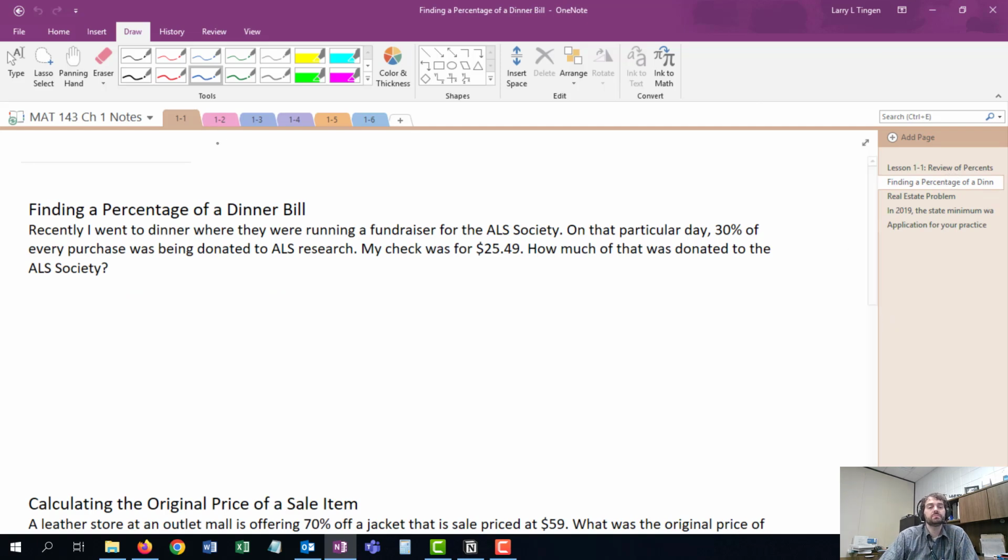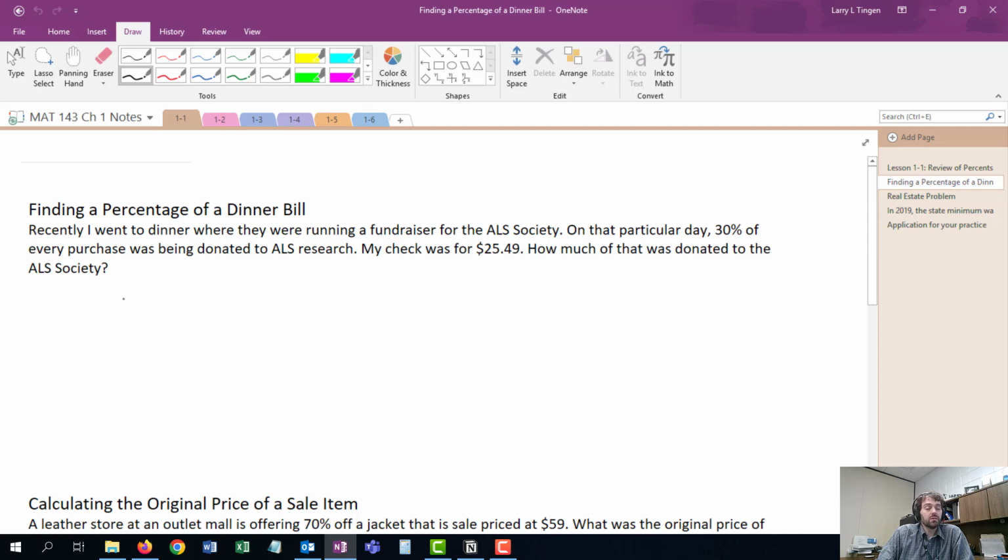Now, we're working through some of the examples in the text, and this was one that Dan Sebecki had written in. He went to a fundraiser for ALS Society. 30% of every purchase was donated to ALS research. His check was $25.49. How much was donated to the ALS Society?